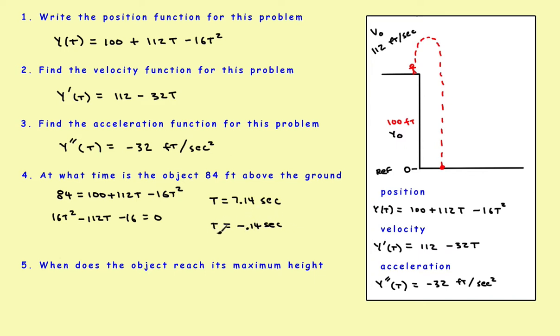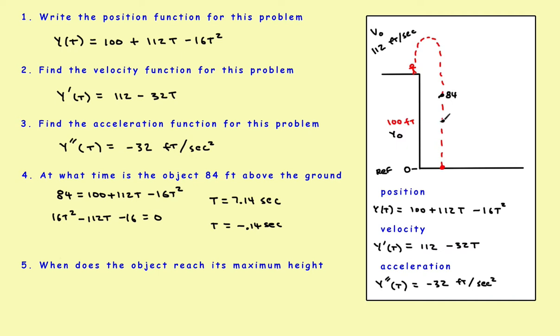Now, this second answer usually confuses students a little bit. The question is, what does this minus 0.14 mean? So let's just take a look at that. So just for a second, you can do this. If you want to know when is the object 84 feet above the ground. Well, that 84 feet above the ground, if this is 100 feet, 84 feet above the ground would be, say, about right here. That's going to be about 84 feet. So when it's 84 feet above the ground, it's right here.